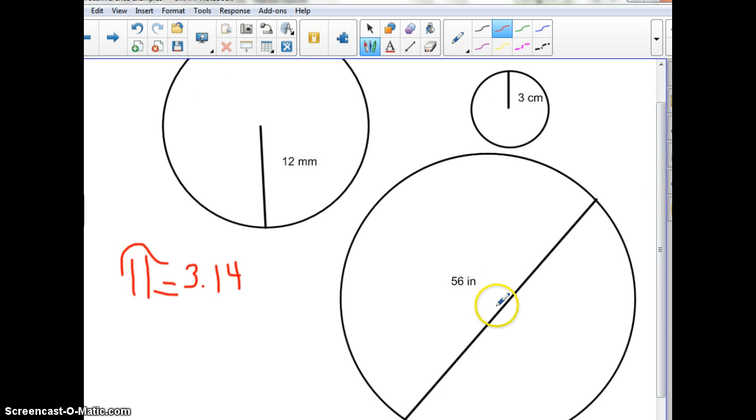This example is different because we're given the whole distance across, so we don't need to double it. So we simply take this number multiplied times pi, 3.14. And our answer would be 175.84 inches.